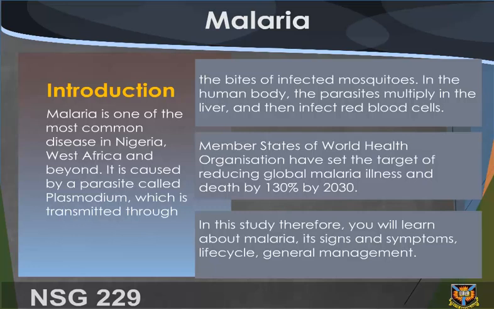It is caused by a parasite called Plasmodium, which is transmitted through the bite of infected mosquitoes. In the human body, the parasite multiplies in the liver and then infects red blood cells. Member states of the World Health Organization have set the target of reducing global malaria illness and death by 2030. In this study, therefore, you will learn about malaria, its signs and symptoms, life cycle, and general management.